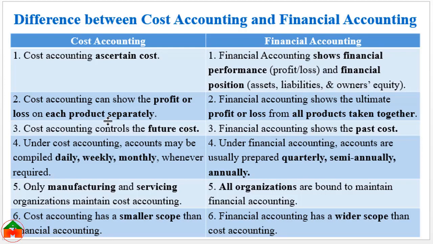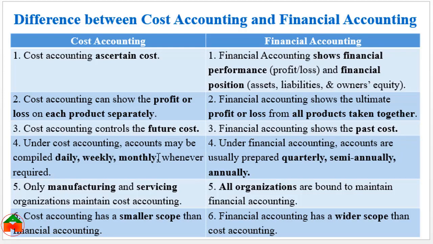In the second difference, cost accounting can show a profit and loss for each product separately. On the other hand, financial accounting shows the total profit. That means it shows the profit and loss for all products. The third difference is that cost accounting controls the future cost. We already know that cost accounting is used for controlling the cost. The cost accounting process is used to control the future cost. On the other hand, financial accounting shows the past cost or past financial information.